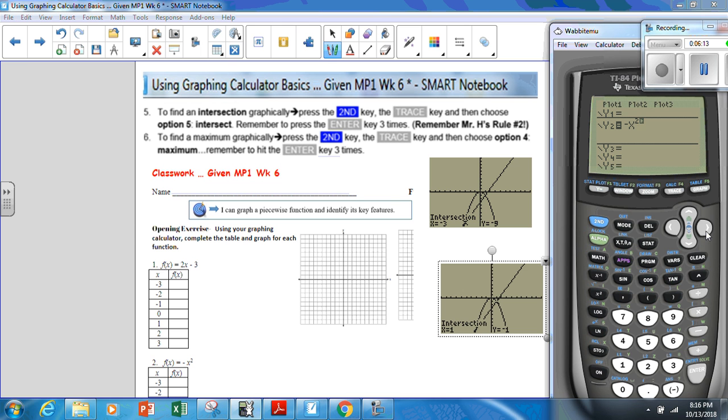Okay. Now what I want to do is hit second trace 4. I have to hit enter 3 times: 1, 2, 3. And here's what I see: my maximum value of y is going to be 5.